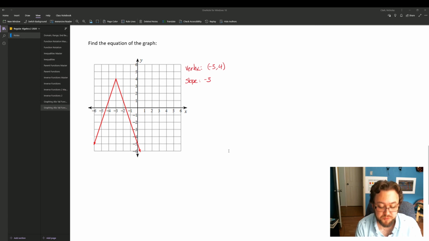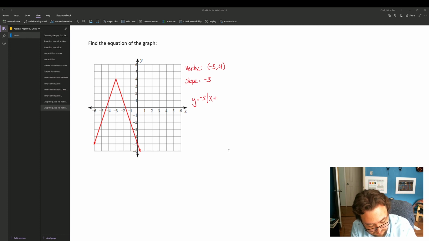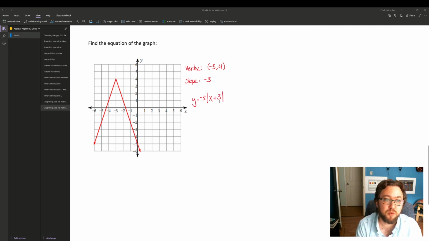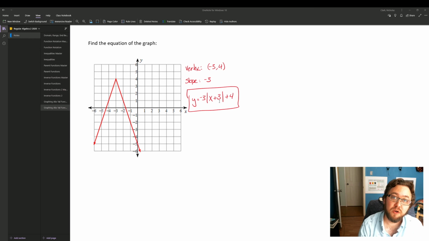So when you're doing these, it's really very simple. Y equals, the slope goes in front of the bars. I've got my x. Remember, insiders lie for our horizontal, so I'm not going to put -3, I'm going to put +3. And then my k value is how far it shifted up, which was 4 units. And that's really all there is to graphing absolute value and writing the equation from a graph of an absolute value function.